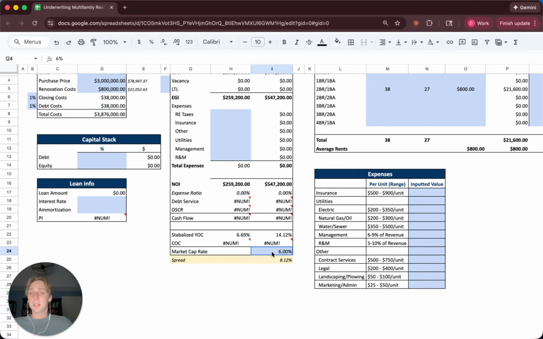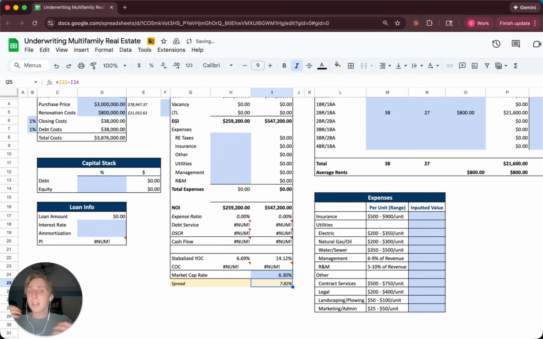And for context, the market cap rate in this area is like a 6 cap, maybe more like 6.3 if I want to be even more conservative. So that's a typical cap rate that we're seeing here. And yeah, let's dive into this.